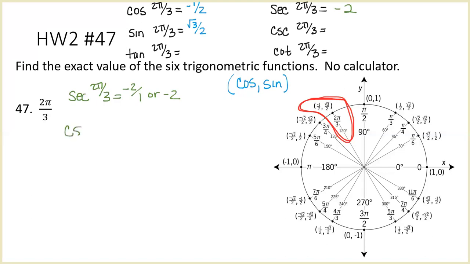Cosecant is the reciprocal of sine. So that flips to 2 over the square root of 3. Now we cannot have a square root in our denominator, so we have to rationalize that. And we get 2 square root of 3 over the square root of 9, because 3 times 3 is 9, and 9 is a perfect square. So it becomes 2 square root of 3 over 3. And that is my cosecant.